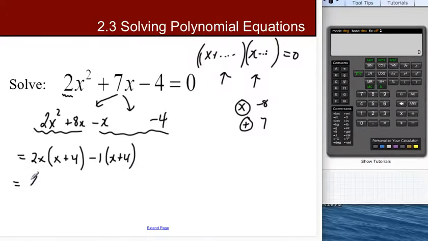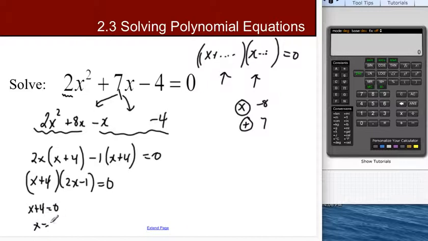Now I've got an x plus 4 as one of my factors, and a 2x minus 1 as the other. Let me get rid of some of these equal signs, since I've got all this equaling 0. Now I've got my two factors, and I solve for when the whole thing is 0. So we have to figure out what makes this 0. We solve this little equation and get x equals -4. So that's a solution to this equation.